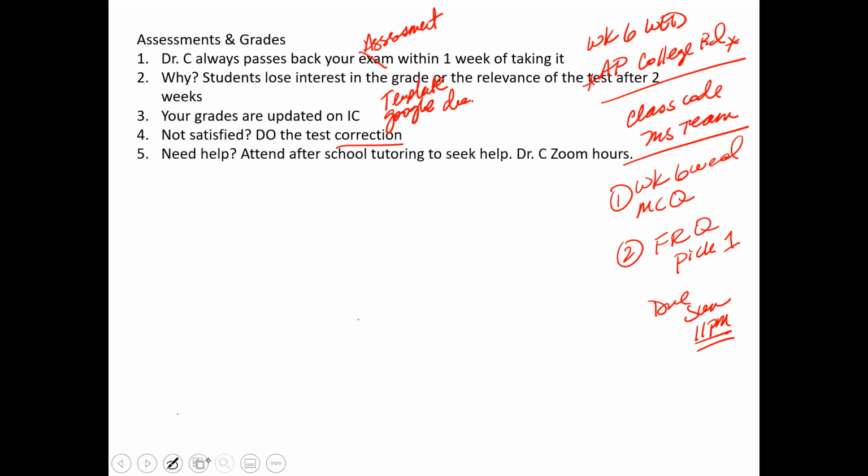If you do need assistance with after-school tutoring, we do have after-school tutoring on Thursdays, right after school in C2 with Mr. Pacheco. And I'm also going to be offering Zoom hours as well. That's something that you can do, so stay tuned for that.